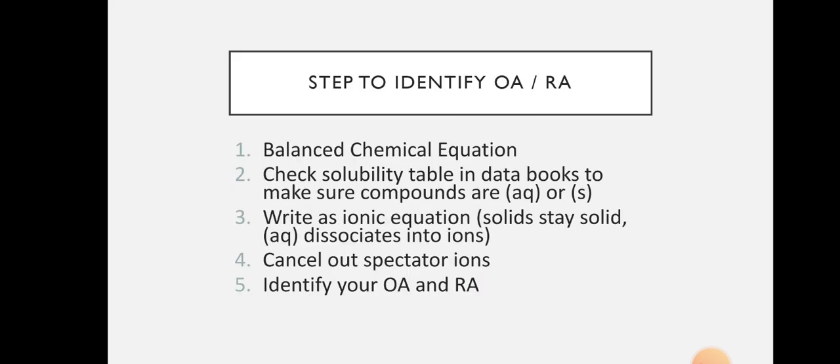So when we're looking at our examples and we want to be able to identify OAs and RAs, you do want to start with that balanced chemical equation. You want to know the solubility because sometimes we're going to break up compounds. We want to write an ionic equation. That's why we need to look at solubility, so we know what we can break apart. We want to cancel spectator ions, so we need to be fairly good at net ionic equations. And then once we have everything going on within the equation, you can identify your OA and your RA, so your oxidizing agent and your reducing agent.